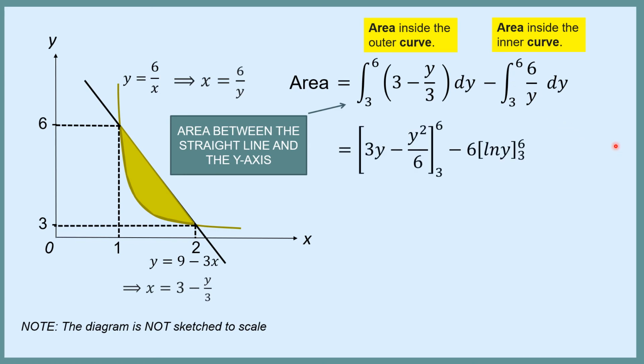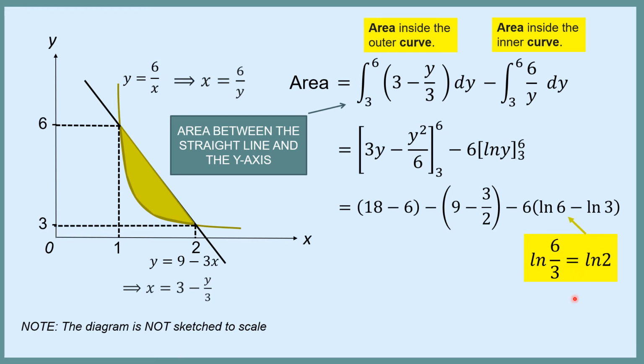Integrating, substituting the upper limits and the lower limits, apply the laws of logarithm of quotient. Thus, the area of the region is 9 over 2 minus 6 ln 2 units squared. Since there are many methods that you can apply to calculate the area of the regions, my advice is to choose the method that you are most comfortable with.